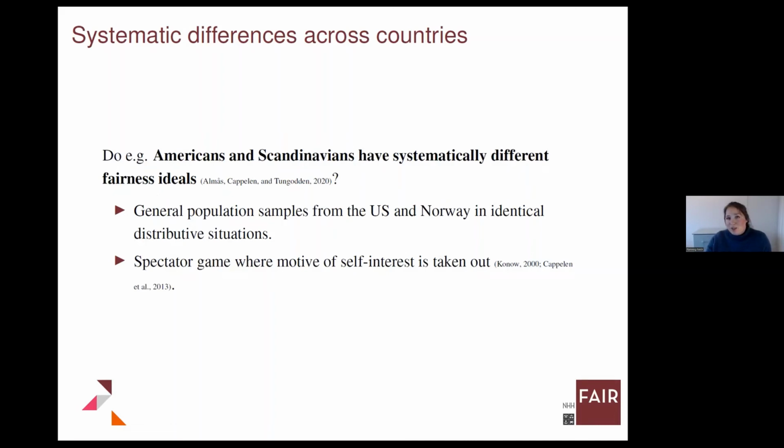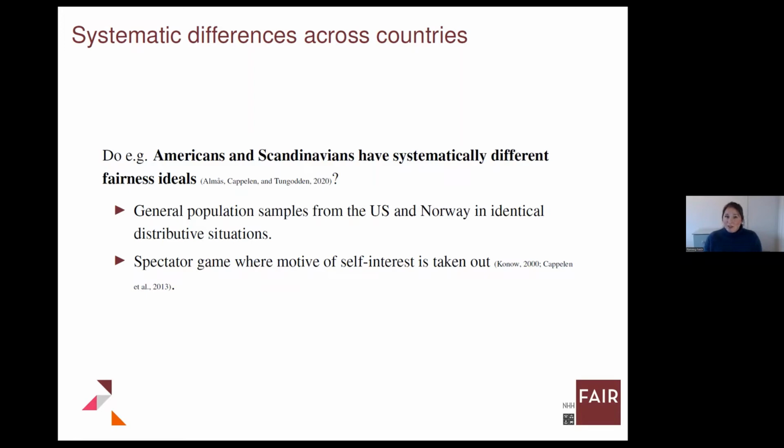Now, the next question: could there be differences across countries, across societies, when it comes to these fairness ideals? One paper here is by Almås et al. in 2020, where they look at general population samples in the US and in Norway, and they have a spectator design. So instead of having stakes in the setting, there's a third party, anonymous, and now there are two other people who, you have been told, have done some sort of work, and there's an inequality.